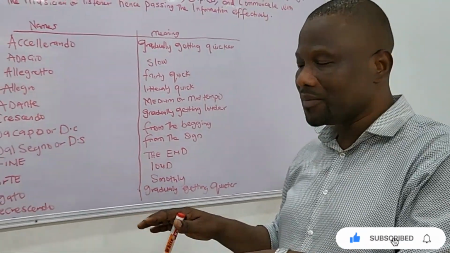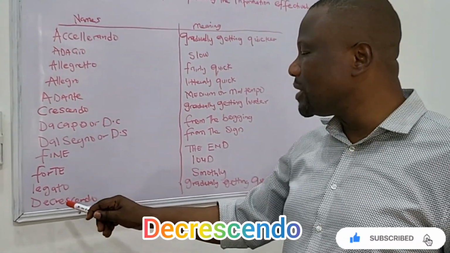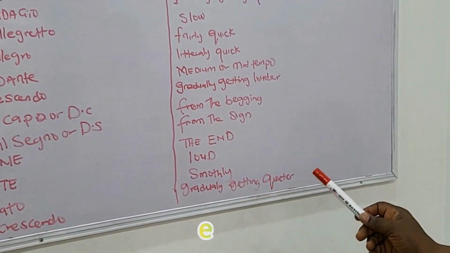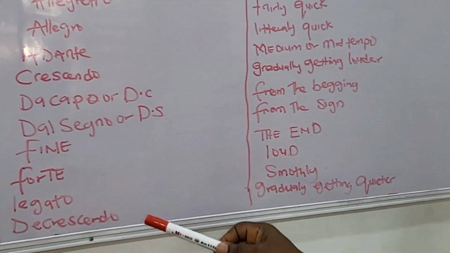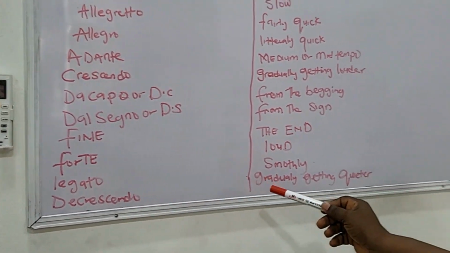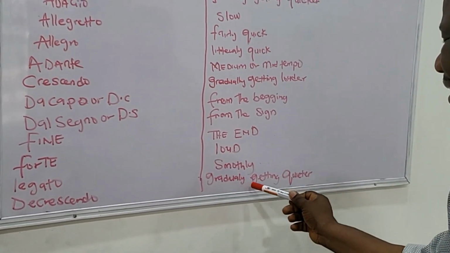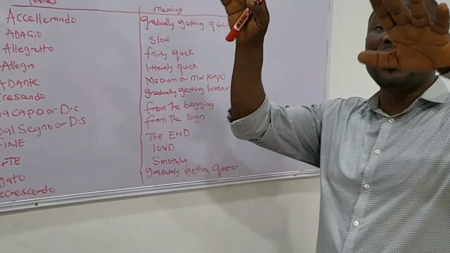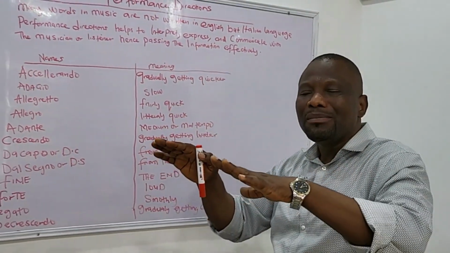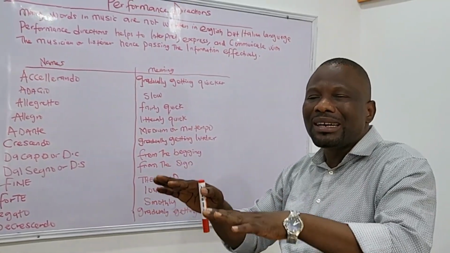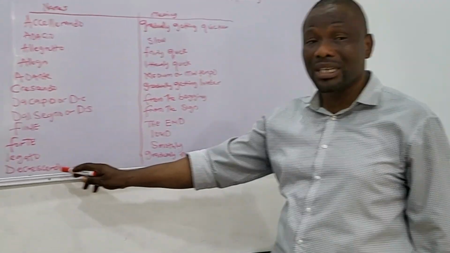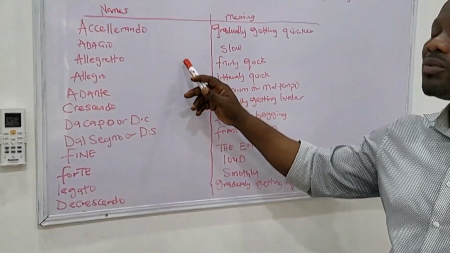It should be smooth. The last one we're going to be dealing with is decrescendo. That means this piece of music, from the point that you see decrescendo, should be played gradually getting quieter. It's like diminuendo. You've been playing very loud before. Gradually play this music, gradually be getting quieter. That's what decrescendo means.